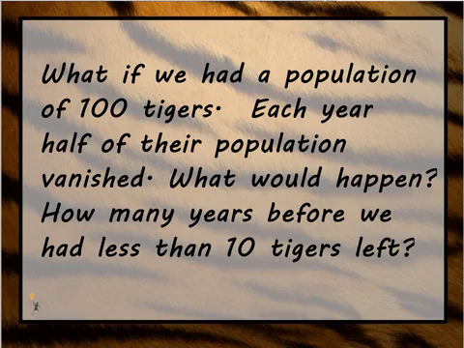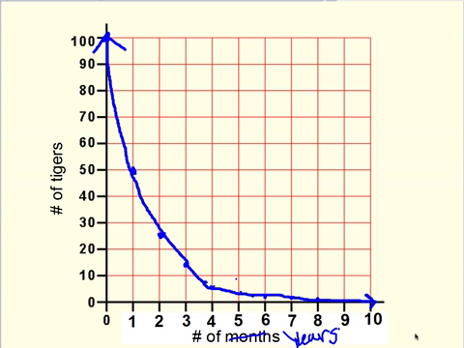How about if you had a population of 100 tigers and each year half of their population vanished? What would that look like on a graph, and how many years before you had less than 10 tigers? Well, here's my exponential graph. I start with 100 tigers. The next year I would only have 50. The year after that I would only have 25. Then I would only have 12 and a half, right? It would keep going down by halves every time a year passes.